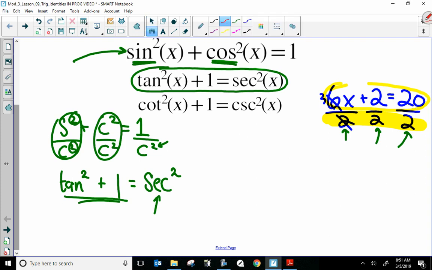Now let's do the same thing for this last one. I'm still going to have sine squared plus cosine squared equals 1. But instead of dividing everything by cosine squared, I'm going to divide everything by sine squared.